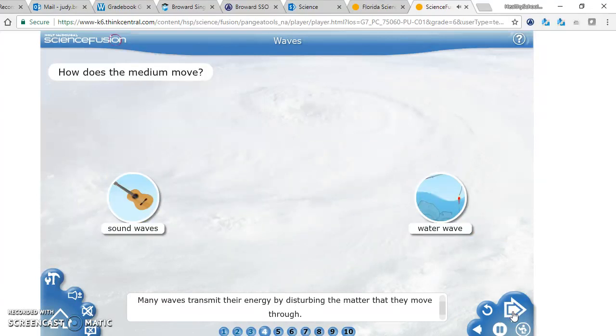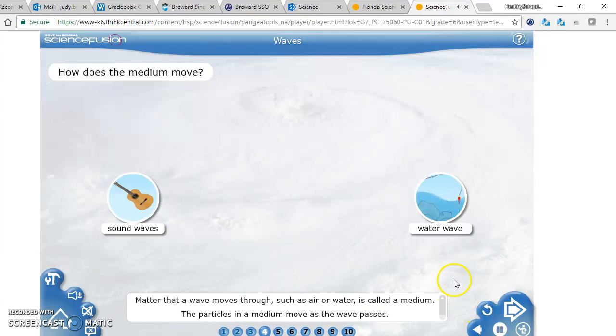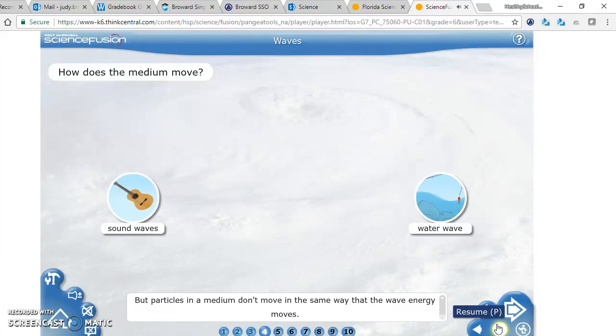Many waves transmit their energy by disturbing the matter that they move through. Matter that a wave moves through, such as air or water, is called a medium. The particles in a medium move as the wave passes. But particles in a medium don't move in the same way that the wave energy moves. Click the pictures to learn more.